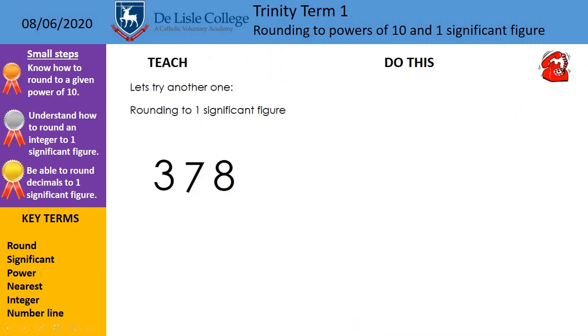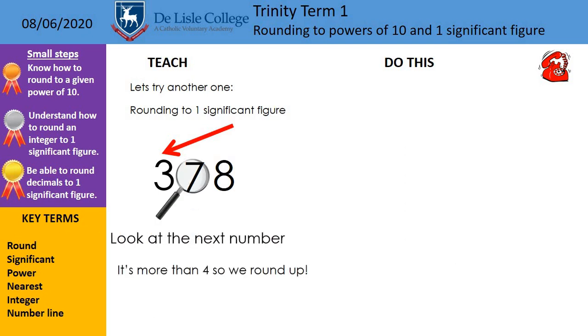Okay, right, some practice examples. So we're going to round 378 to one significant figure. The 3 is the first significant figure, so that's what might change. And the 7 is in charge of whether or not it changes. It's more than 4, so we round up. The 3 becomes a 4 and everything afterwards becomes zeros. With whole integers, you can't just change the first significant figure and leave everything else out. You have to replace them with zeros.